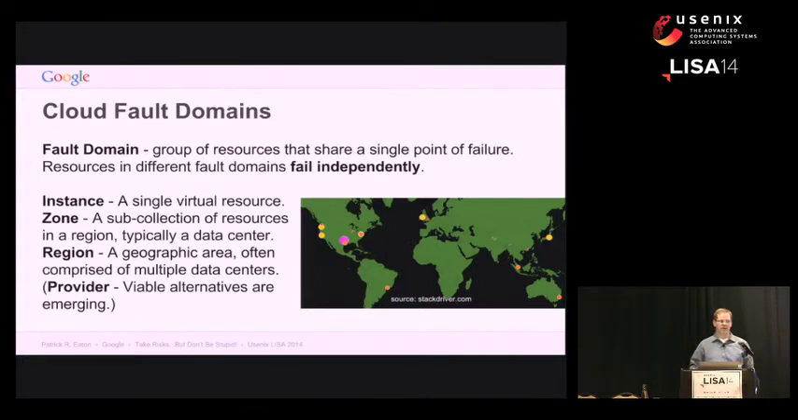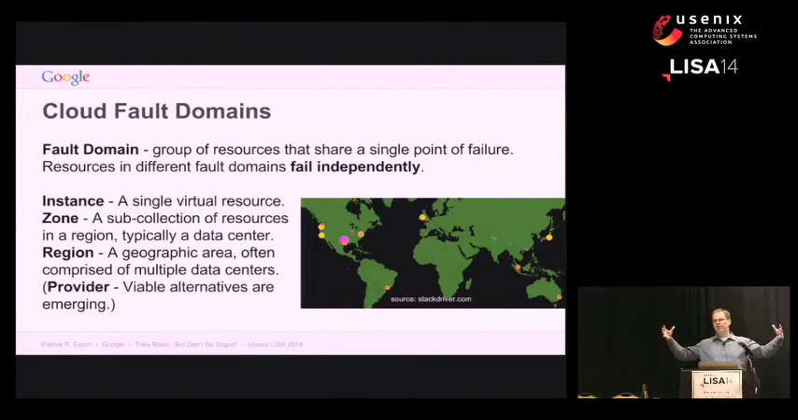Then the picture became more clear when we recognized the importance of fault domains in the cloud. A fault domain is a group of resources that share a single point of failure. Stated the other way, resources in different fault domains fail independently. Now, all of the major public clouds that are built today just happen to have similar concepts of what those fault domains are. At the smallest granularity, there's an instance, a single virtual resource, and that resource can fail independently of all others.